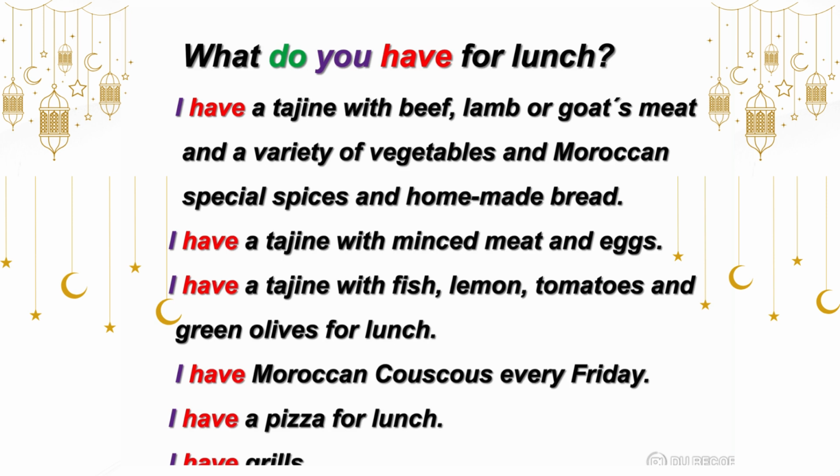The next example, I have a tagine with minced meat and eggs. The next example, I have a tagine with fish, lemon, tomatoes, and green olives for lunch. I have Moroccan couscous every Friday, because all Moroccan people, or the majority of Moroccan people, they have couscous every Friday. The next example, I have a pizza for lunch. And the last example, I have grills or barbecue.